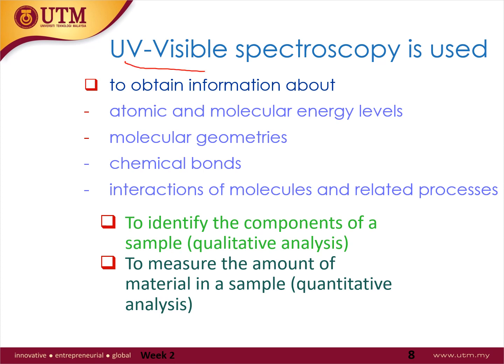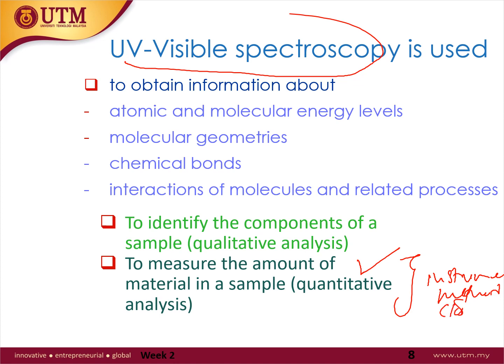UV visible spectroscopy is used mainly to measure the amount of material in a sample. This is the scope in our instrumental class. But does it mean nothing else can be done? No. We can also do qualitative analysis using the spectrum. Earlier we saw one spectrum over here, and it shows a peak around greenish, 520 something. So this is absorbance. From here we know that this is a green colored solution.